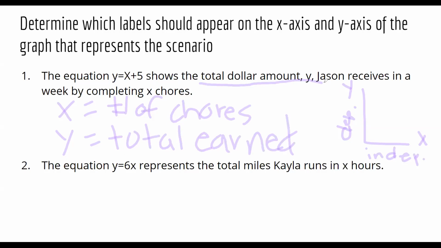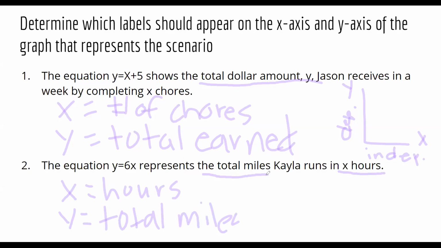And then my second question down here says the equation y equals 6x represents the total miles that Kayla runs in x hours. So it tells me x hours right here, and it represents the total miles. So again, I have x, and then I have y. My x is going to be hours, and then my y is going to be total miles. You can add total miles that she runs. I'm just going to put total miles. So that would be how you kind of break that down and figure out which one goes where. The equation also kind of helps you out with that.